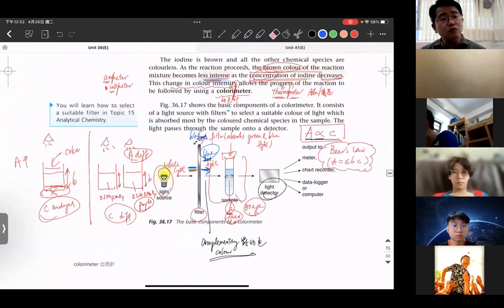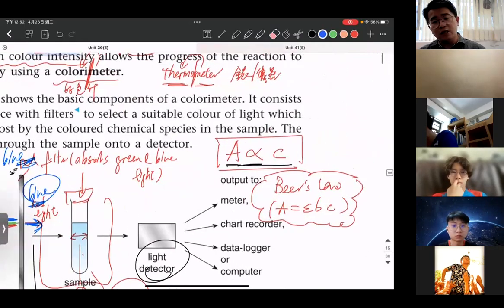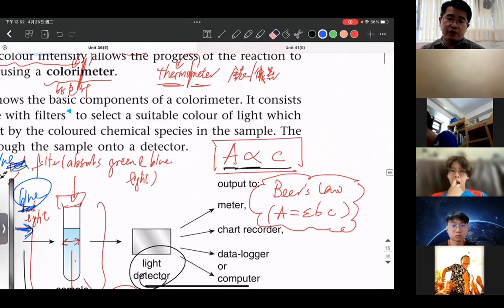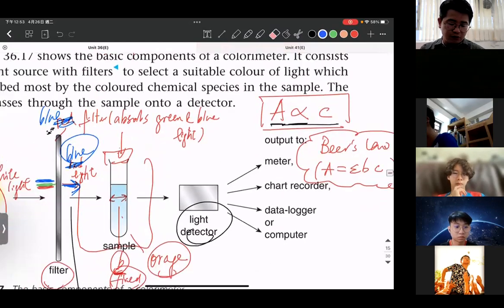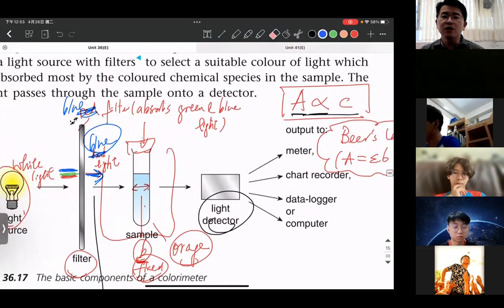So the general rule of thumb is that the absorbance corresponds to the concentration in direct proportion. The higher the concentration of the colored solution, the darker the color, right? That means more light will be absorbed. Remember we talk about a certain color of light only. So the purpose of the color filter is to choose that light. Is that clear? Do you understand?